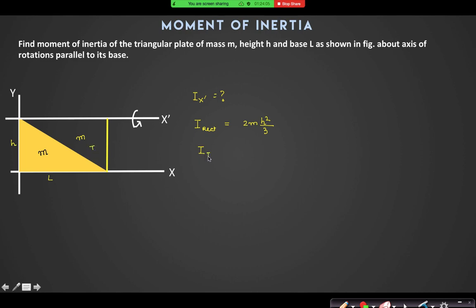the moment of inertia of this T about the x prime axis. What is that? The same as I x. Is it m h squared by 6? Yes or no? Yes, sir. So I x prime of this triangle is equal to I of the rectangular portion minus I of the triangular portion. So 2 by 3 minus 1 by 6, so that is 1 by 2. m h square by 2 will be your answer.